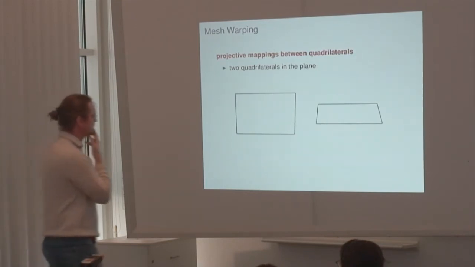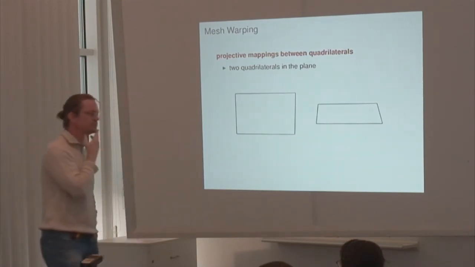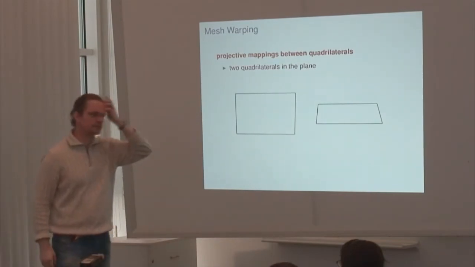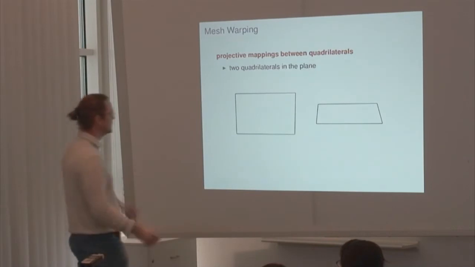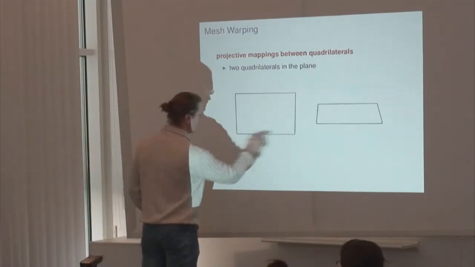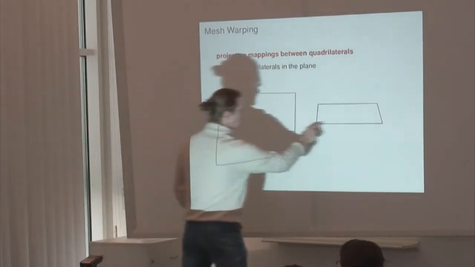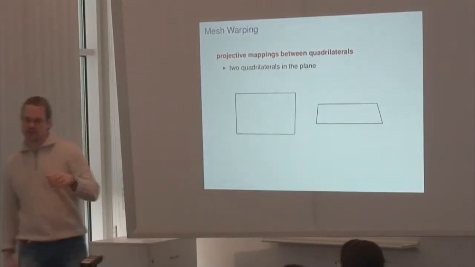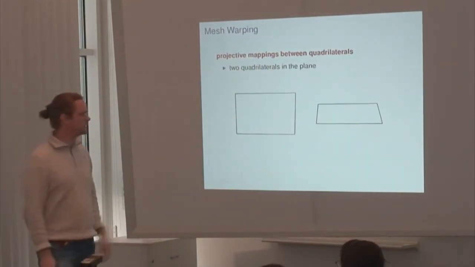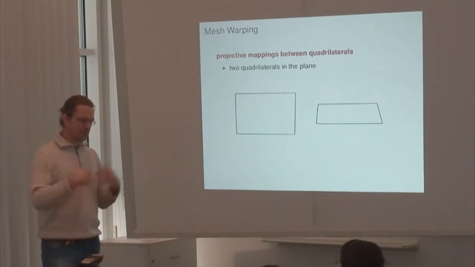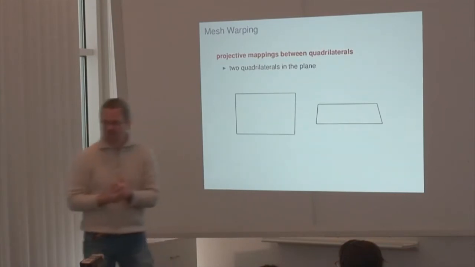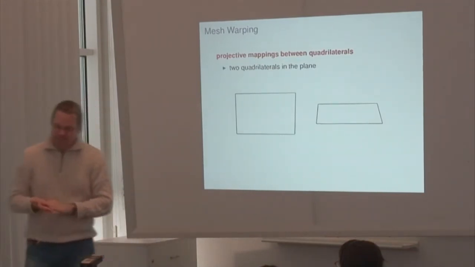And on this slide, I am showing you 2 such quadrilaterals. Here is one, and there is another one. And if we were to know the 2-dimensional coordinates of the 4 vertices, we could immediately apply what we just discussed in order to compute a bilinear map from this one to that one.